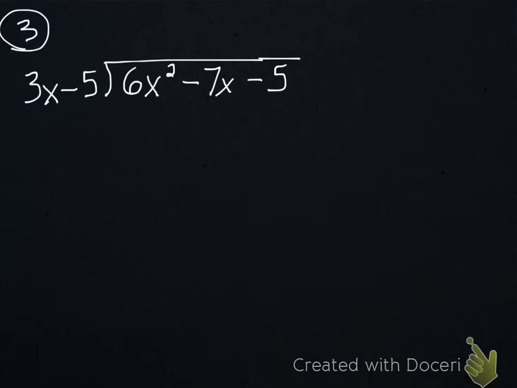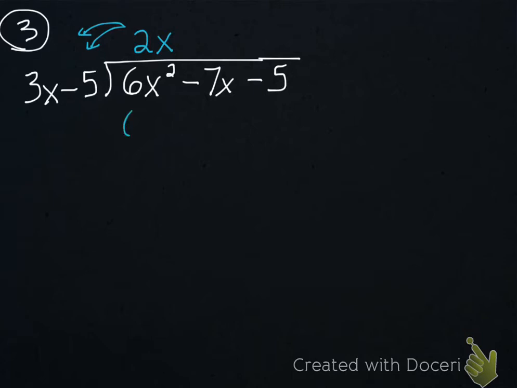Number 3. The 3x minus 5 is the divisor. It comes after the division symbol and will go out front, in front of my division sign. Now, the 6x squared minus 7x minus 5 goes underneath. What do we multiply 3x by to get 6x squared? That would be 2x. Remember to distribute to both terms.